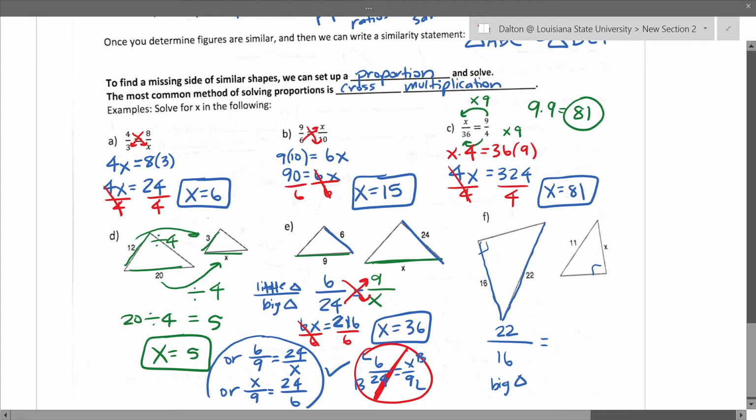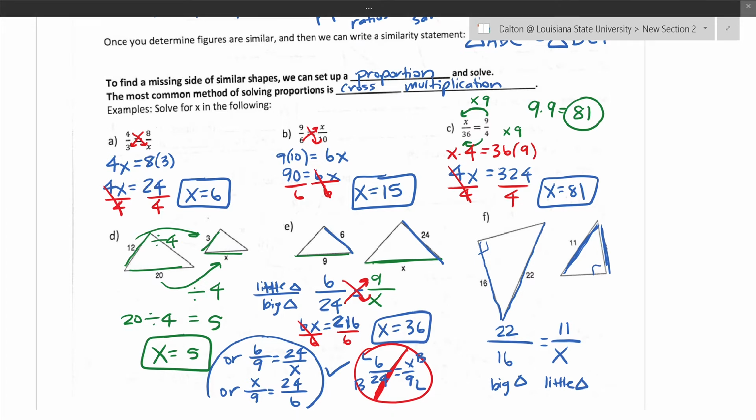Now, if I chose 22 on top, I need to choose the corresponding side from the little triangle, which is this hypotenuse, which is 11. Over the one that corresponds with 16 is x. So that's going to be 11 over x. So that's a different way that you could set them up, is by doing two separate ratios, one for the big all together and one for the little.